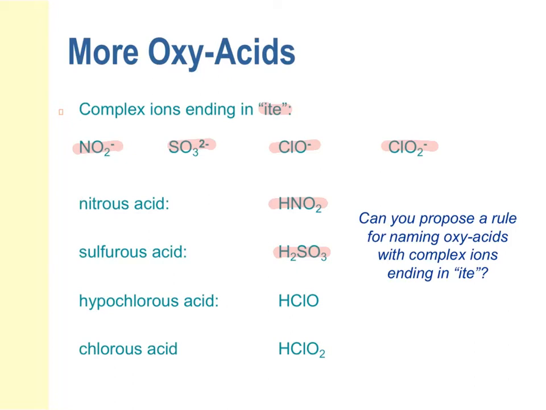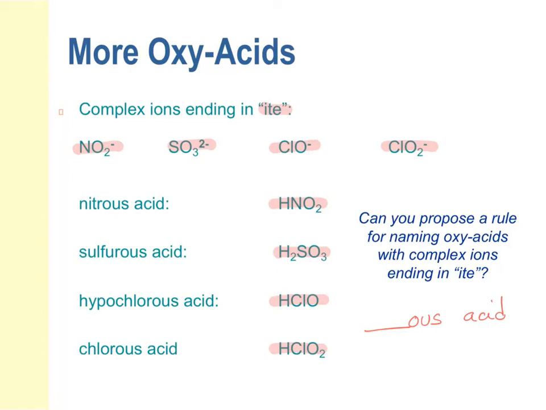HClO, which had the hypochlorite ion, is hypochlorous acid. And HClO2, which has the chlorite ion, is called chlorous acid. So you can see there, again, a pattern that develops. If you have an oxyacid with a complex ion whose name ended in ite, then the acid's name is something-ous acid.